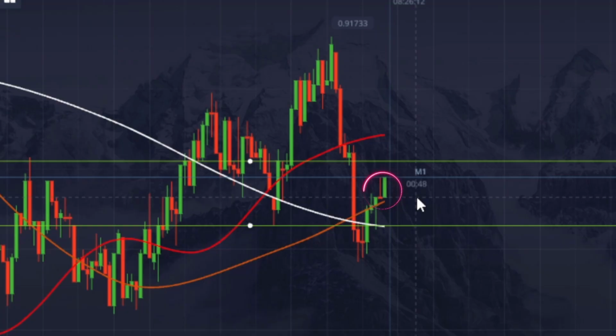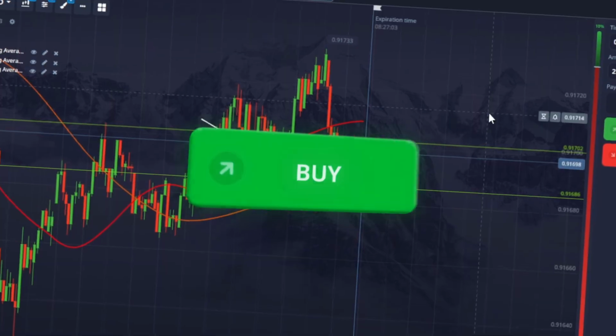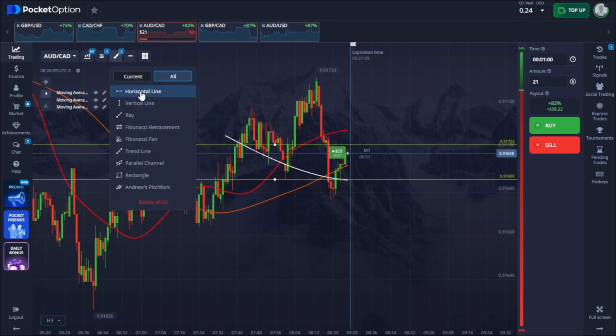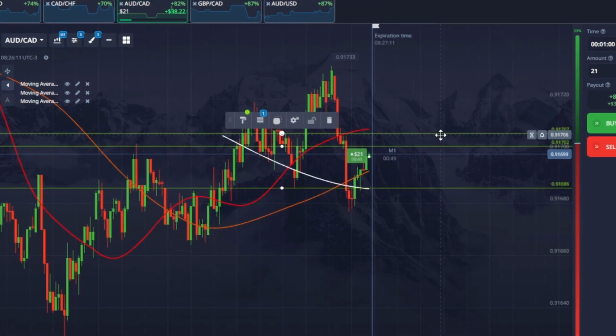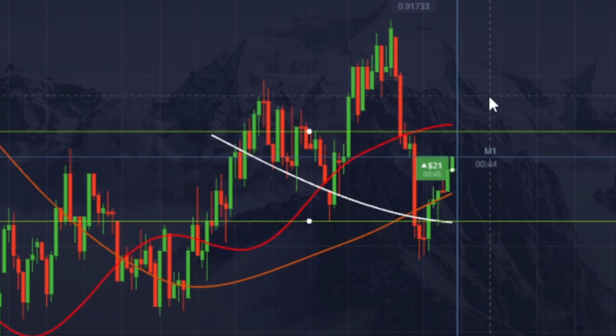Alright. Let's mark the resistance zone of this. It's located more or less at the average and the whole zone in an order block. Let's look at it more closely. Well, what is the order block? Let's look at the 30 seconds.